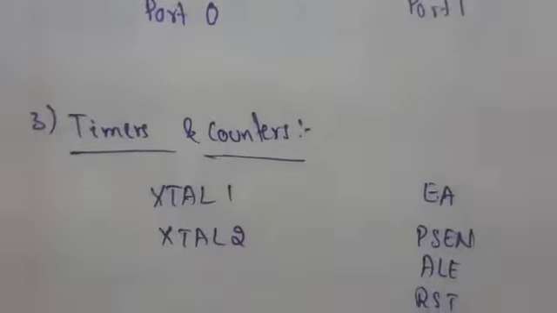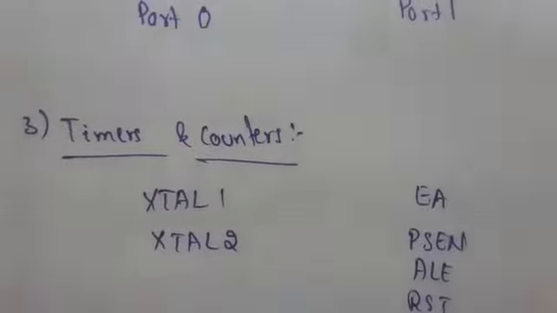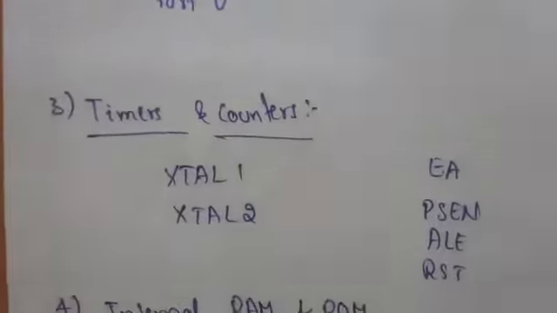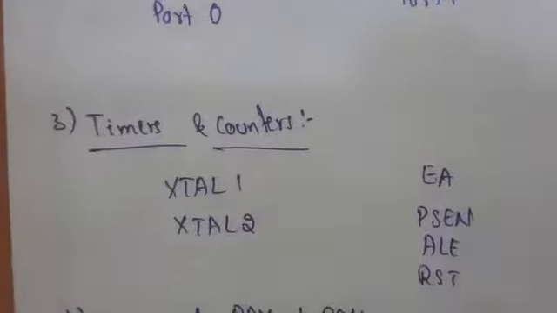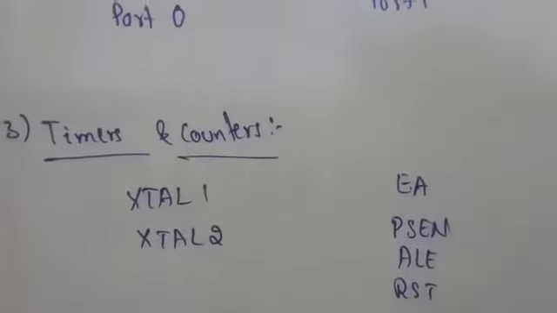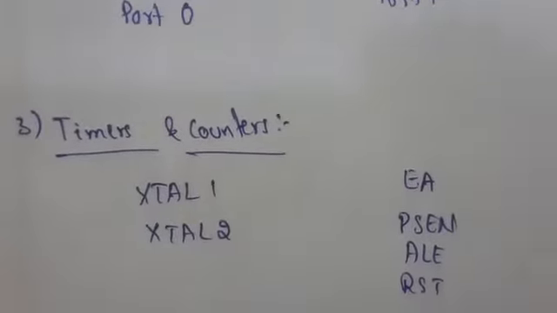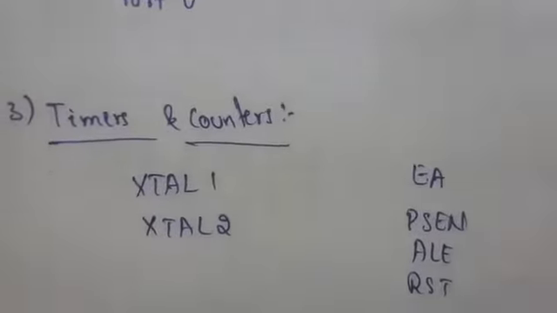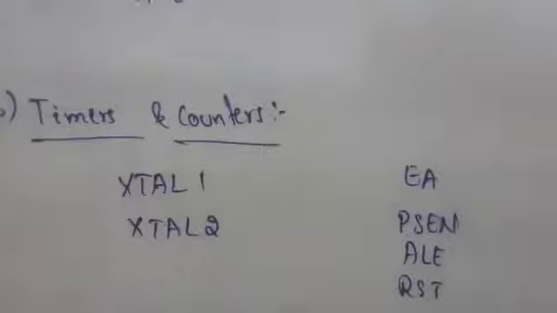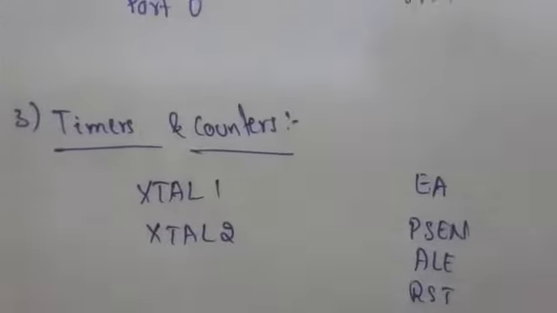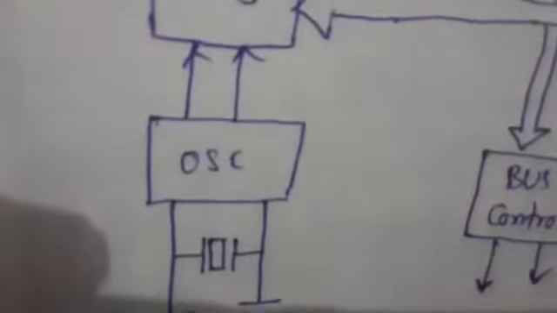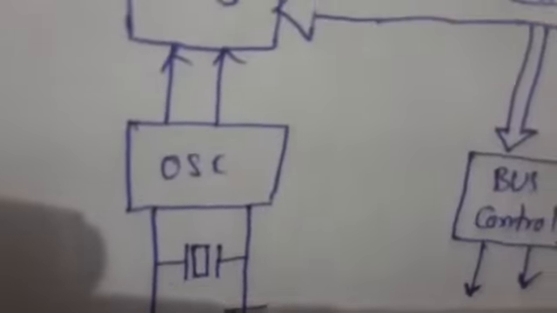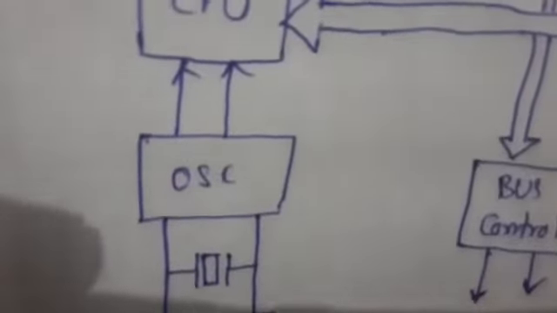Now the third device, that is timers and counters. Here the internal operations can be synchronized with the clock. The timers and counters have 2 pins, that are external 1, external 2. These are the pins of the oscillator circuit. If you see in the architecture, we are having this one as the oscillator circuit. So here it is having 2 pins, external 1 and external 2.